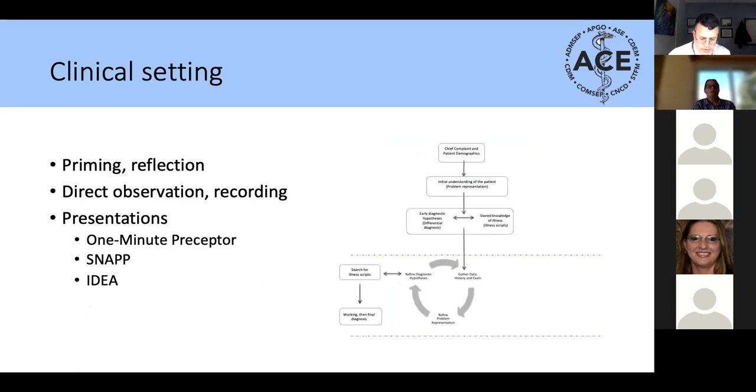Okay, so in the clinical setting, there are a lot of ways to dive in and take advantage of moments before, during, and after a clinical encounter. I will briefly mention those here, and the chapter goes into it a little bit more.